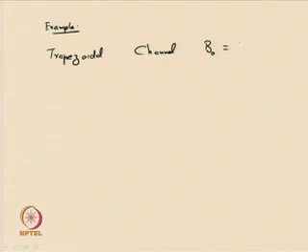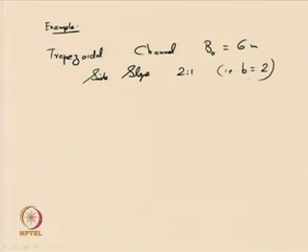Let us just see an example here. If you have a trapezoidal channel, its bottom width is given as 6 meters, and the side slope is given as 2:1. So, according to our notations, small b is equal to 2. Manning's n is given as 0.025.